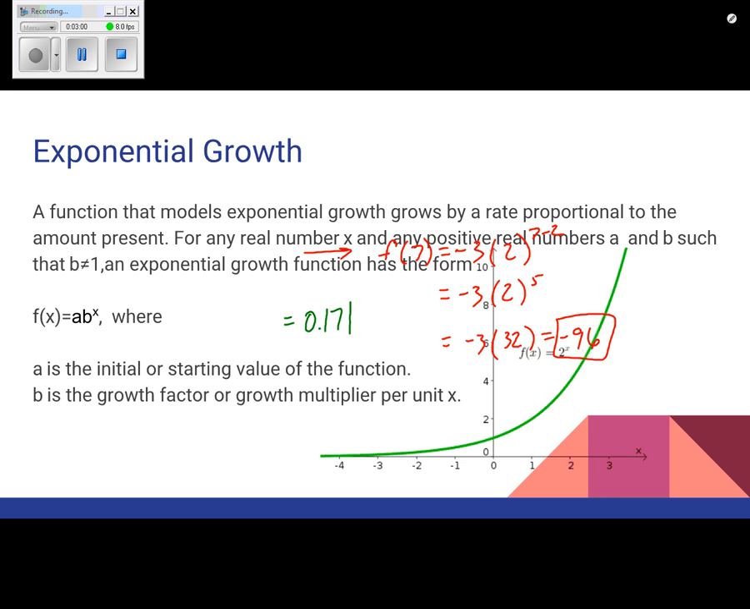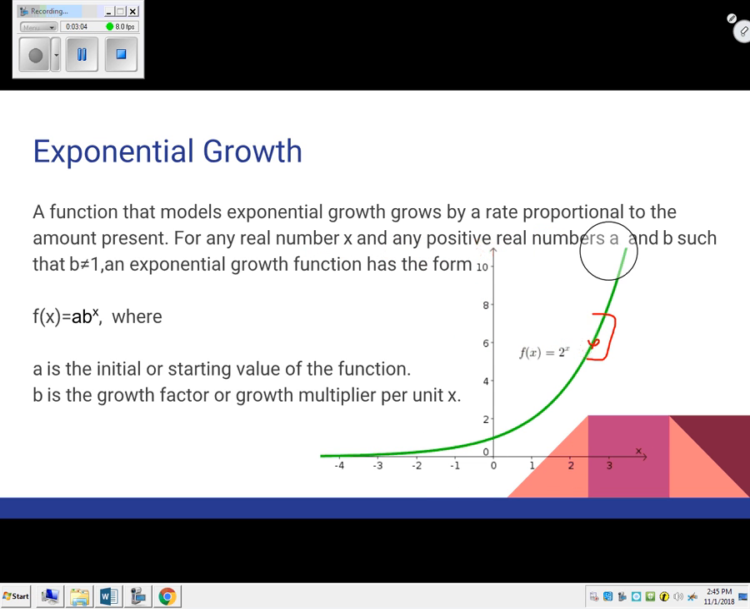So let's talk about the b. I said earlier, a is going to be my initial or my starting value, but this b right here is going to be my growth factor. It tells me how fast my exponent is growing. So I've put an example over here of f of x equals 2 to the x. Well, you might be saying, it's missing its a. Well, no, the a is 1. So its initial point on this graph would be down here at 1.